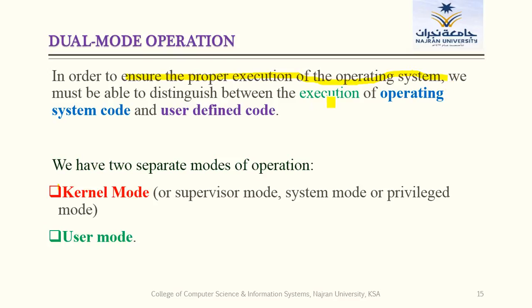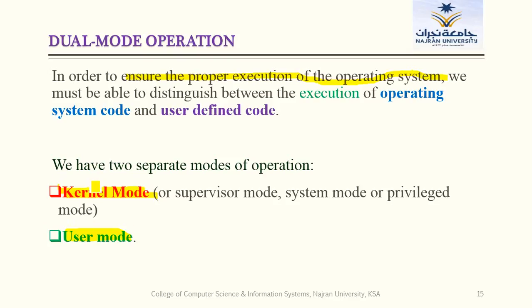We must be able to distinguish between execution of operating system code and user defined code, because we are also writing some code. So we have two modes: the first is kernel mode and the second is user mode. Kernel mode is also called supervisor mode, system mode or privilege mode. Whenever operating system code is running, the system is in kernel mode, and whenever user code is running, the system is in user mode. So if as a user I am writing some code in C, in Java or in any language, it means I am in user mode.